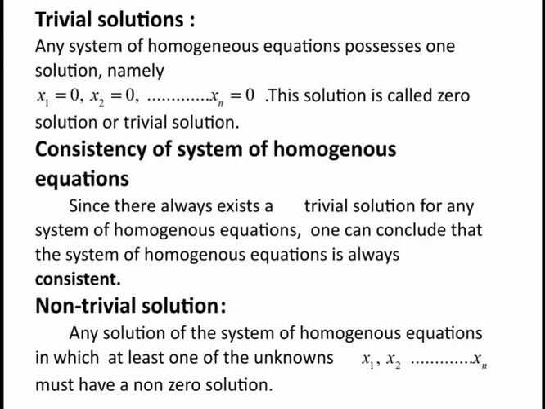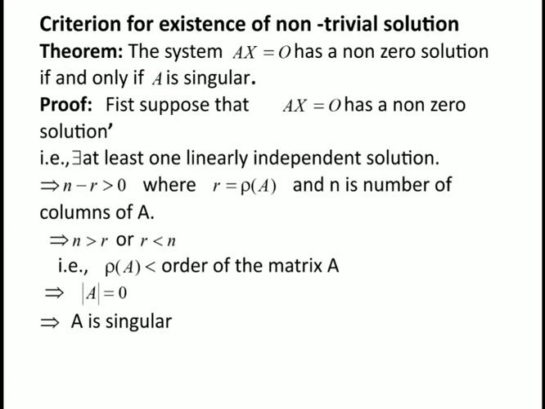Other than this, it may also have solutions. It may have one or an infinite number of solutions, but the trivial solution is compulsory for all homogeneous systems of equations. And non-trivial solution means at least one or more unknowns are not equal to 0. That is, suppose the system has n unknowns x1, x2 etc. up to xn. Among the n unknowns, at least one unknown must be non-zero. Then we can say that the system has a non-zero solution or non-trivial solution.